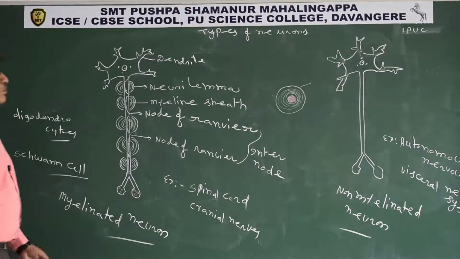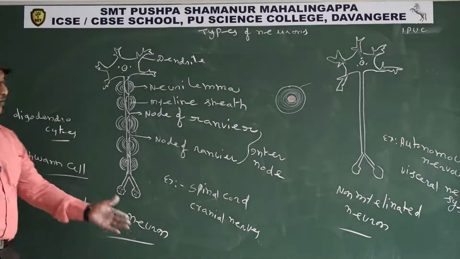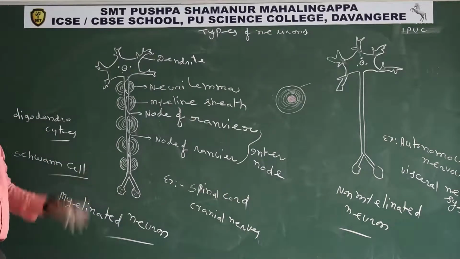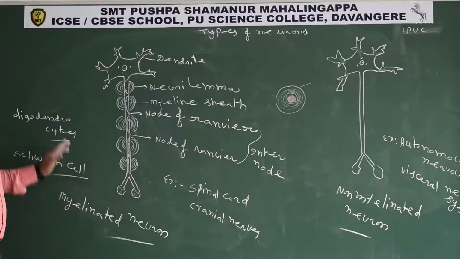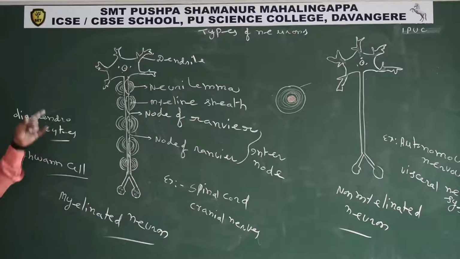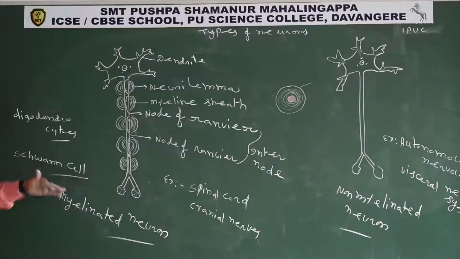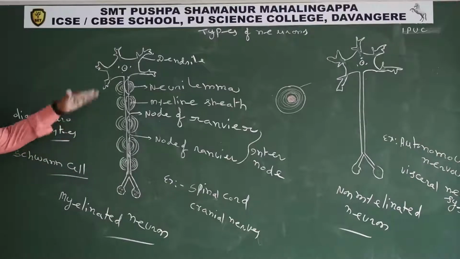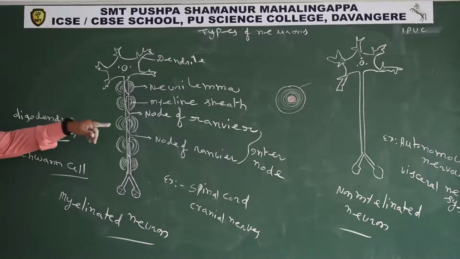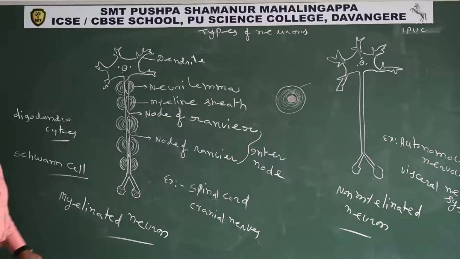So, types of neurons based on presence or absence of myelin sheath. In the central nervous system, oligodendrocytes secrete the myelin sheath. In the peripheral nervous system, Schwann cells secrete the myelin sheath. A myelinated neuron transfers information 50 to 100 times faster than a non-myelinated neuron.